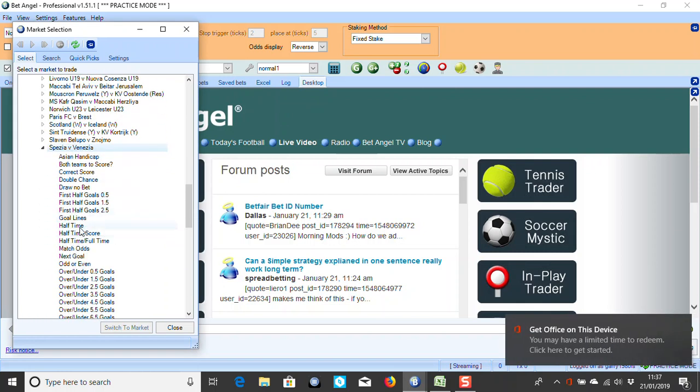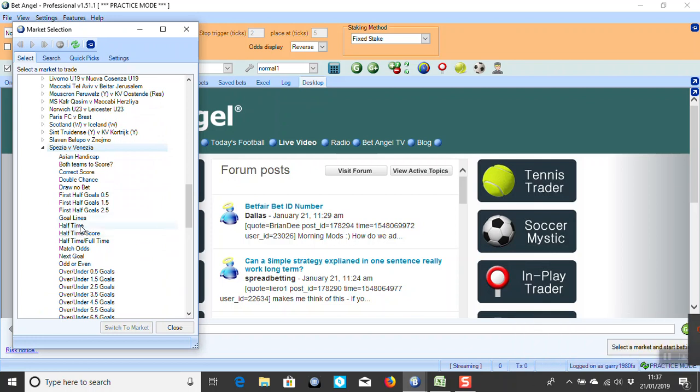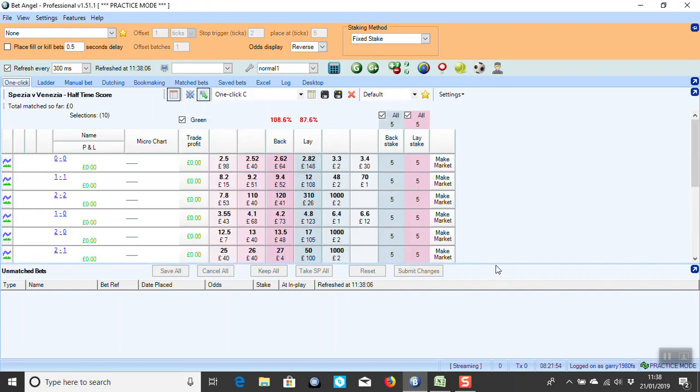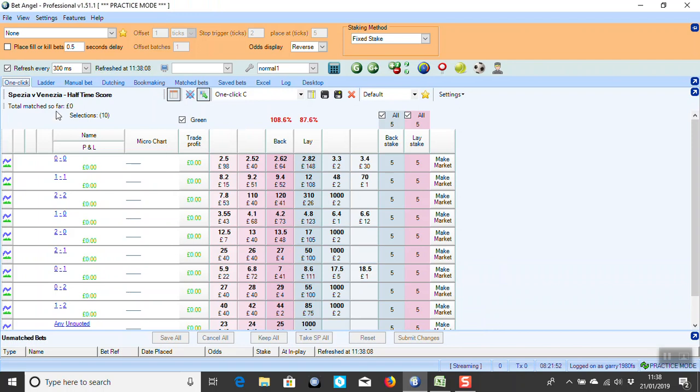So instead of doing a normal first half goal on this, where you're laying the draw on the half-time market and covering 1-all, or the land method doing the 1.5, we're just going to use the half-time score market. This was just my first thought yesterday when I looked at this, so this could obviously be improved, whether it be staking or whatever, but it looked okay.